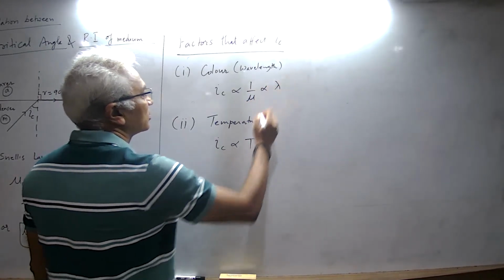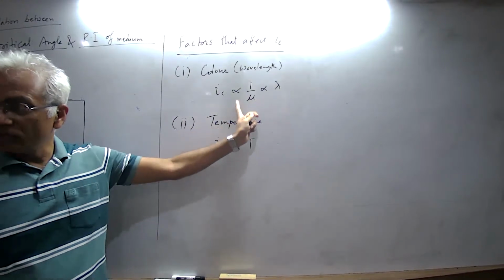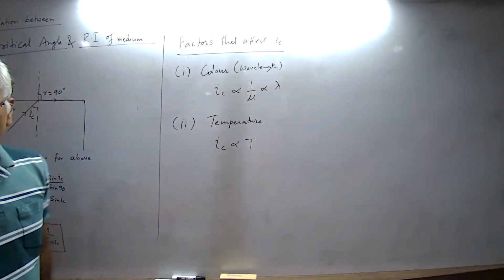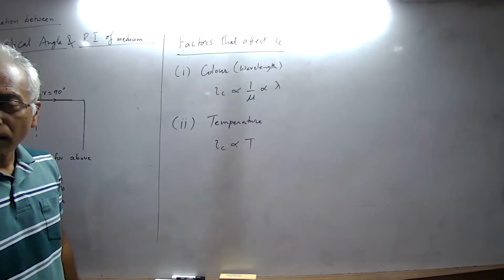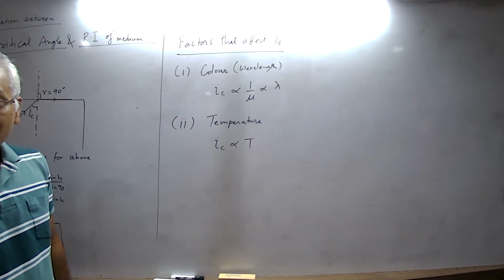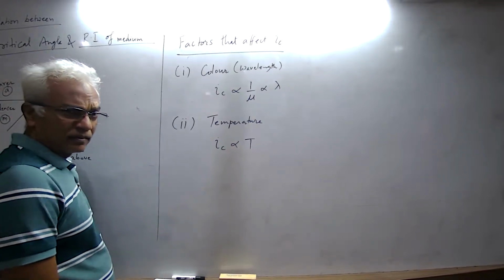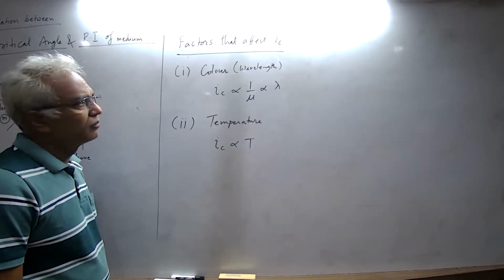This is this. So therefore, this is directly proportional to wavelength. Both are inverse relation. ठीक है? So how does the refractive index decrease? Like, how is it inversely proportional to temperature?